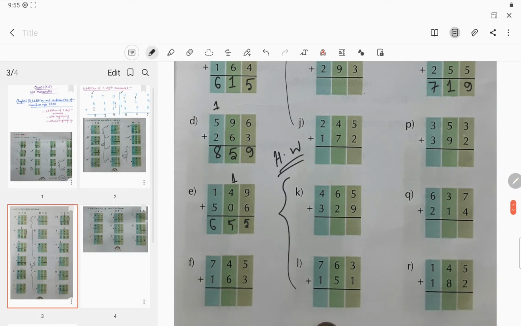Now P number. 2 plus 3 is 5. 9 plus 5 is 14 tens. That means you have to put here 4 and 1 will carry over. Now 3 plus 3 is 6 and 6 plus 1 is 7.